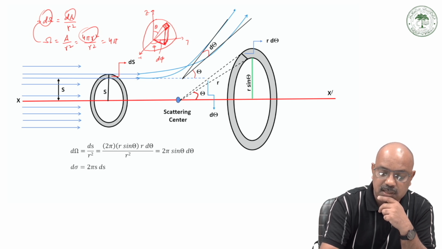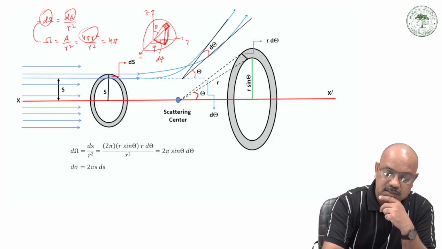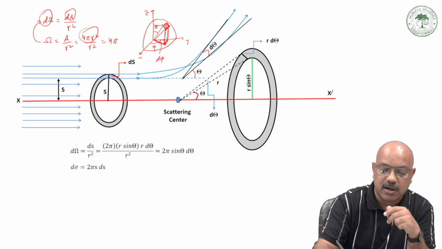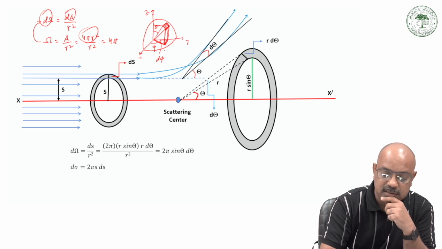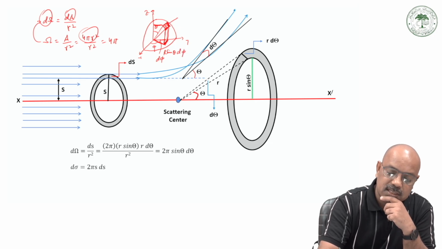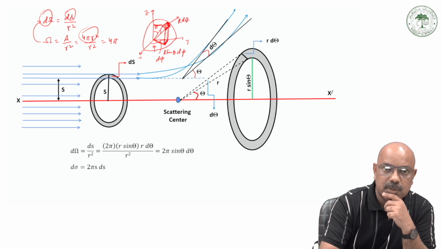This length is nothing but equivalent to, if you draw, the radius of this is r. So this is going to be r sine theta. Then this r sine theta multiplied by d phi is going to be this length. And what about this length? This is r and this is d theta, so this is going to be r d theta. So this area is this multiplied by this.